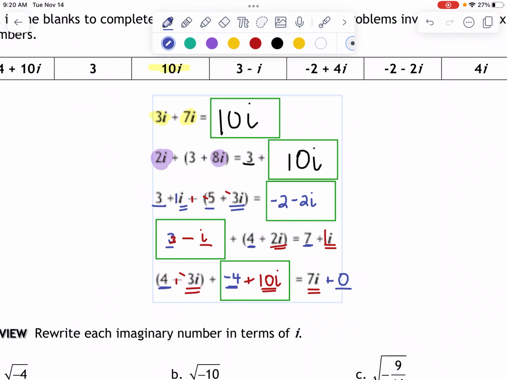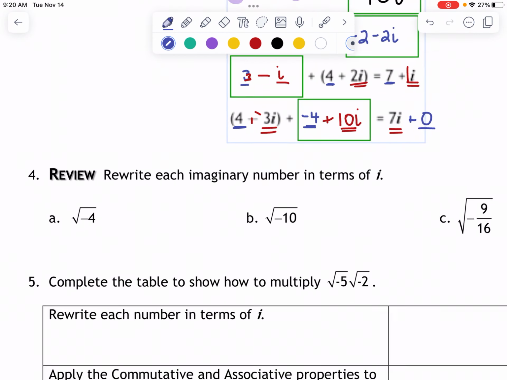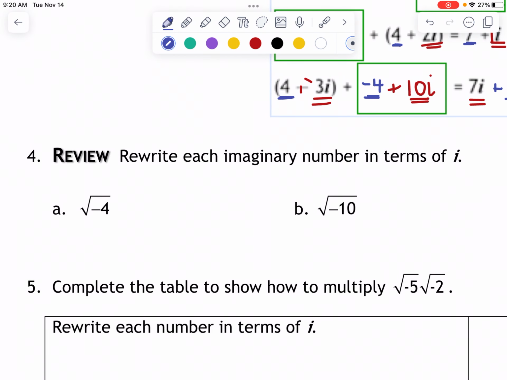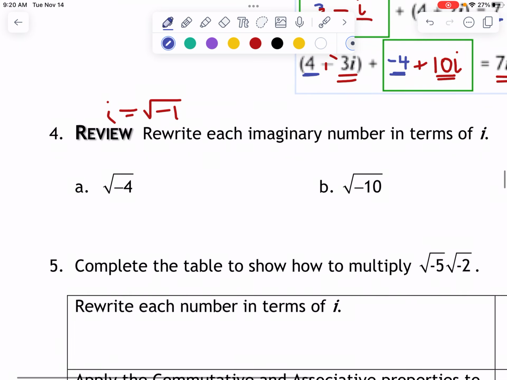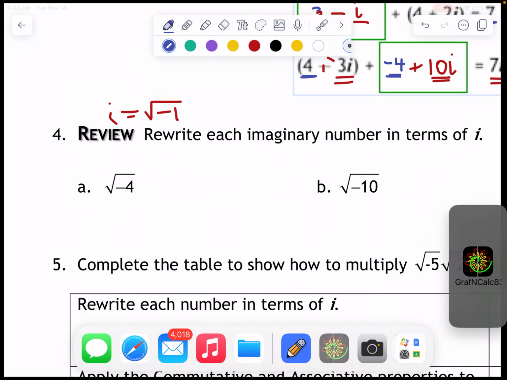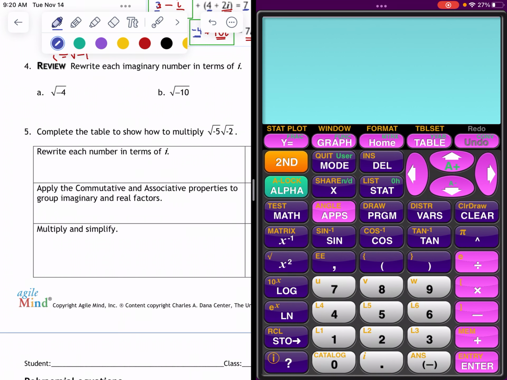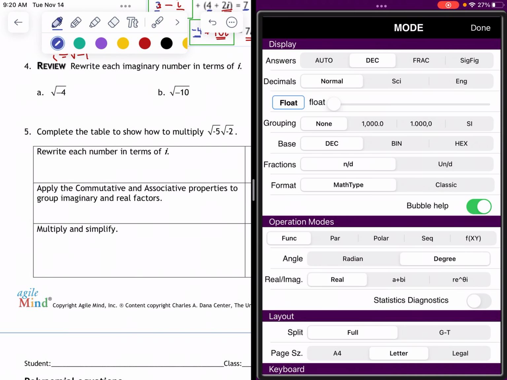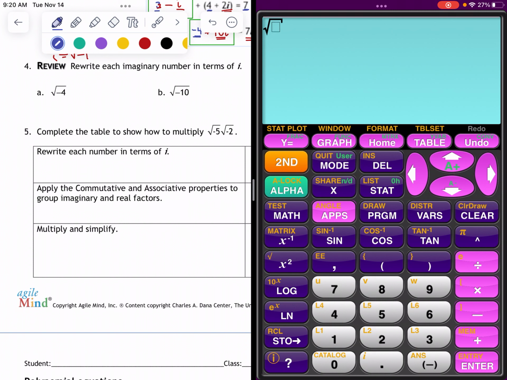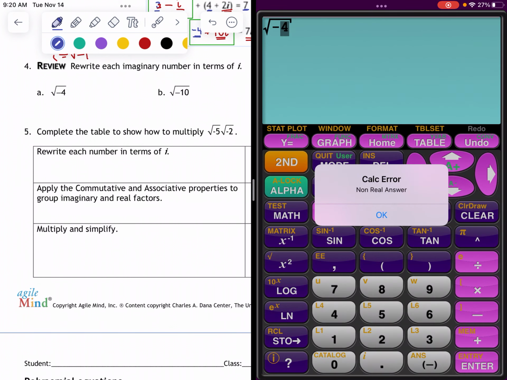All right, let's continue on then. Okay, like we talked about in class, we know that i is equal to the square root of negative 1. So for part A, if we type into our calculator, and let me pull my calculator up here to the side. Make sure I'm hanging out in the correct mode here. If I type in the square root of negative 4, it's going to tell me calc error, non-real answer. Okay, so we know that we're looking for something that's imaginary.